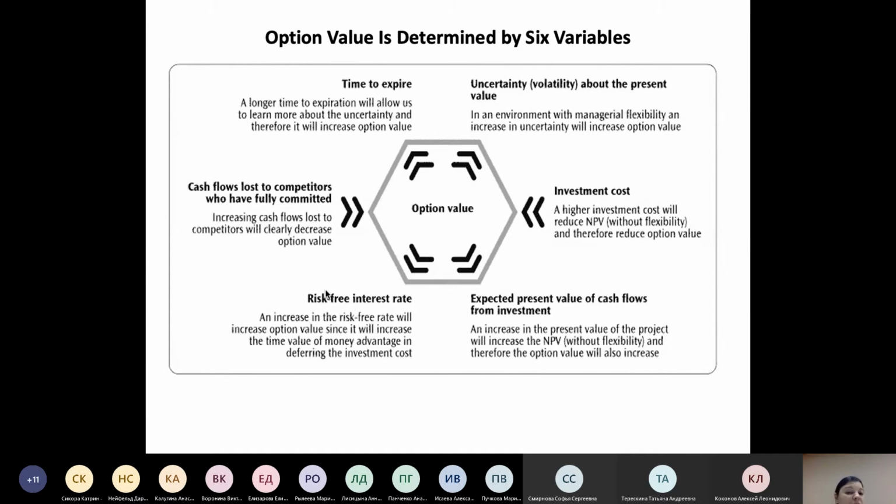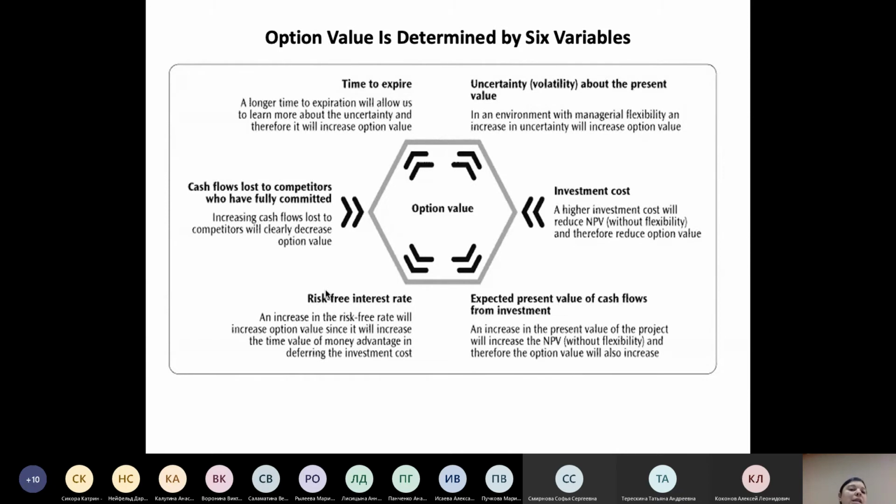Our risk-free interest rate can be named as alternative expenditures or alternative investments for us. An increase in the risk-free rate will increase option value, since it will increase the time value of money, advantages in deferring the investment cost.